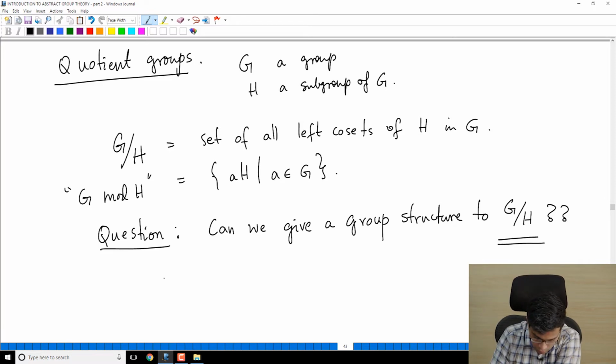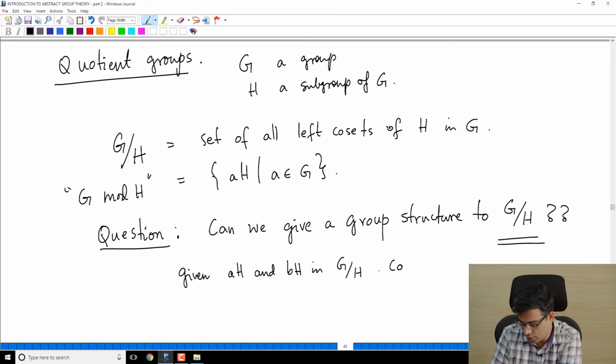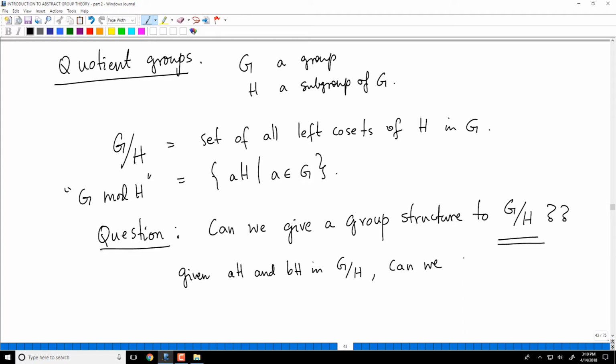So in other words, what is a group structure? First and foremost, it's a binary operation. So given aH and bH in G mod H, can we perform some operation and get a third left coset out of aH and bH? Okay, so this is the question.